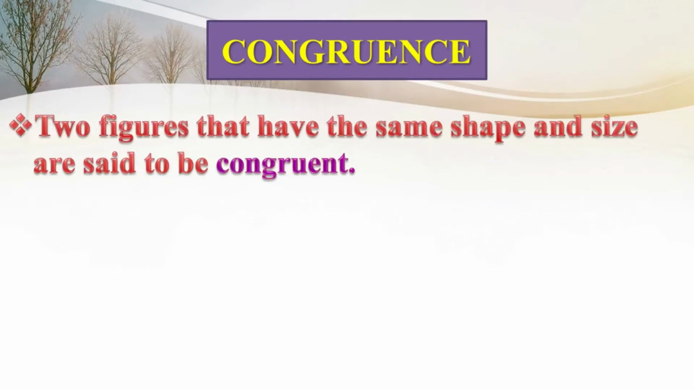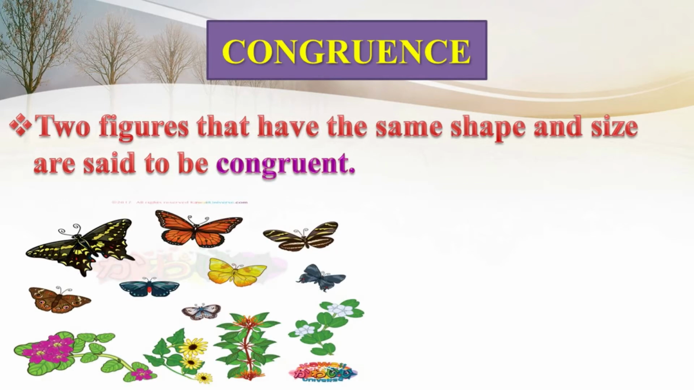Concurrence. Two figures that have the same shape and size are said to be concurrent. We have to keep it in mind that two figures that have the same shape and size are said to be concurrent. Same shape as well as same size figures are called concurrent figures.